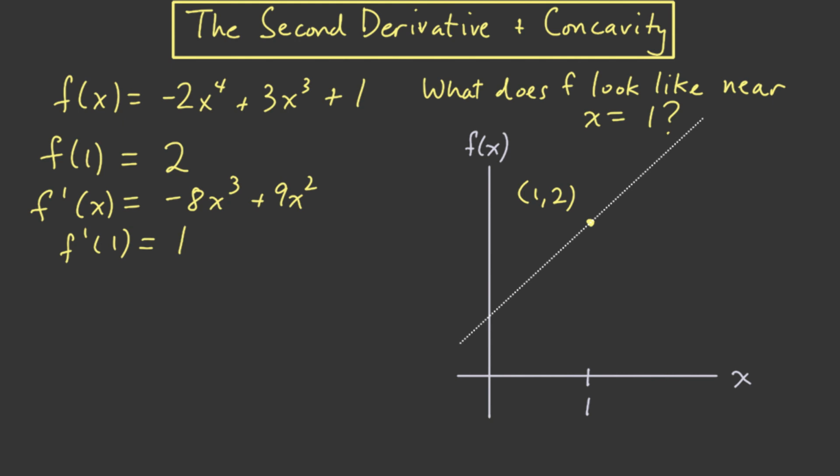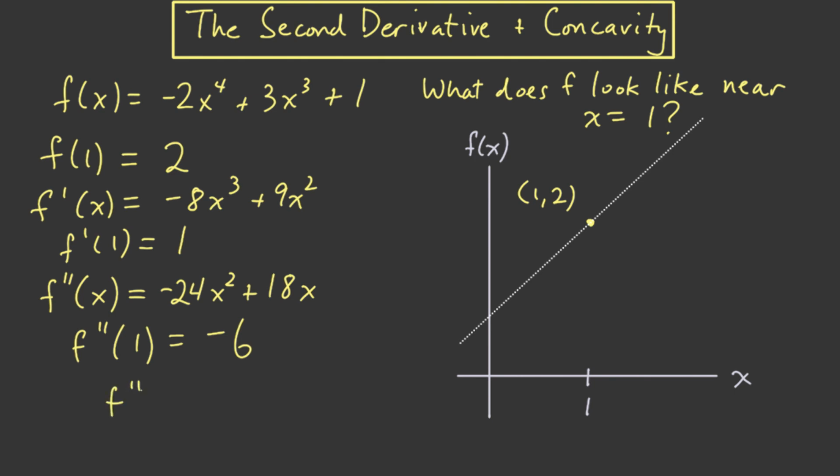But this doesn't tell us how the graph bends. It's a polynomial, so it's probably pretty curvy. For that, we need to go one derivative higher. What's f double prime? Well, the second derivative is the derivative of f prime, so we'll just use the power rule again. So the minus 8x cubed will give us minus 24x squared, and the 9x squared gives plus 18x for its derivative. So f double prime of 1 equals minus 6.